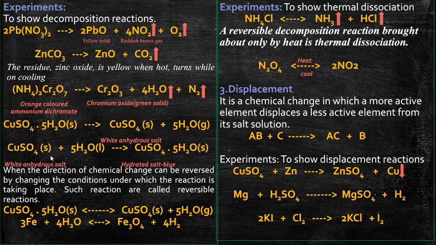When a few drops of water are added to this copper sulfate salt, it again converts back into hydrated copper sulfate and retains the blue color. So when the direction of a chemical change can be reversed by changing the condition under which the reaction is taking place, such reactions are called reversible reactions. So we have seen 4 experiments in this. Out of this, the last one is a reversible reaction.